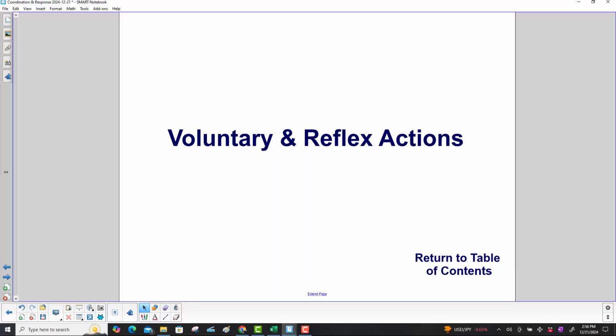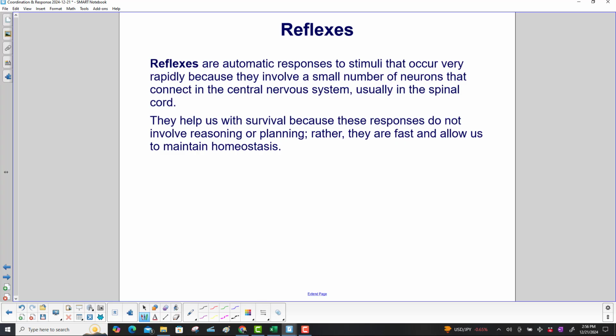Voluntary and reflex actions. Reflexes are automatic responses to stimuli that occur very rapidly because they involve a small number of neurons that connect in the central nervous system, usually in the spinal cord. They help us with survival because these responses do not involve reasoning or planning. Rather, they are fast and allow us to maintain homeostasis.